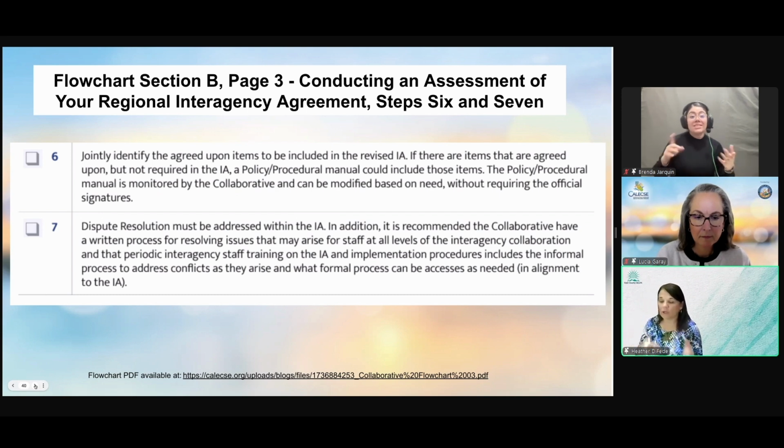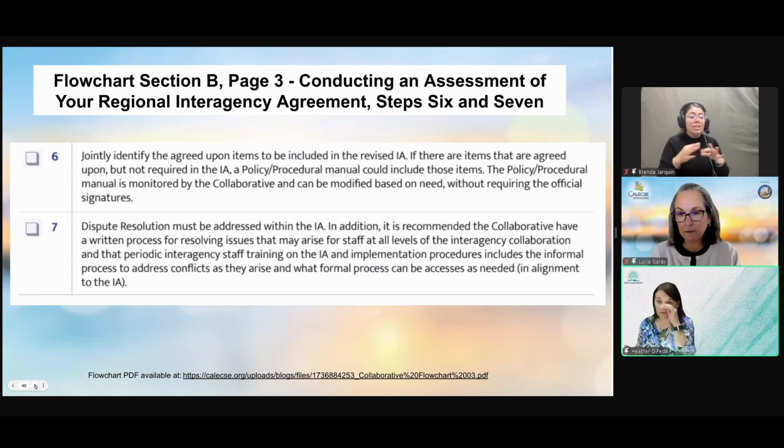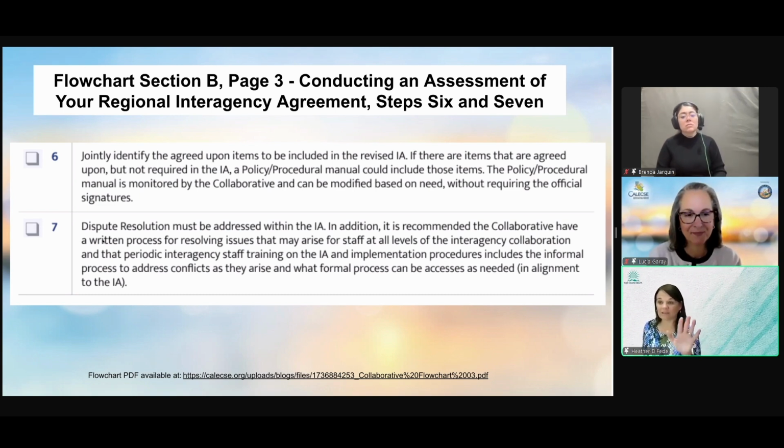So really be mindful of what you're putting in your interagency agreement, because that has a whole process for approvals. You want to make sure that you're not putting something in there that might be a little more subject to change. We also had to think about the signatories and the timing so that we were all getting approval within the same window of time.